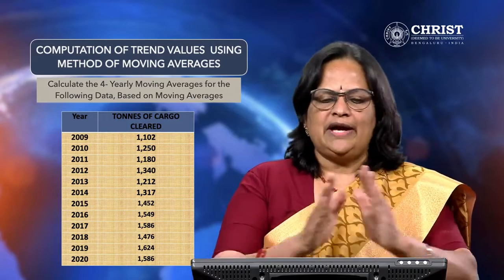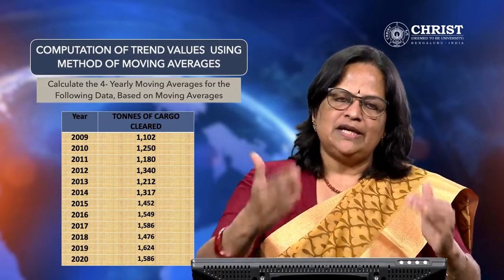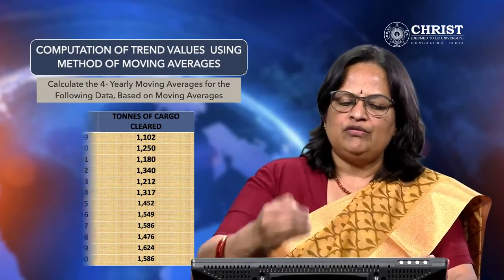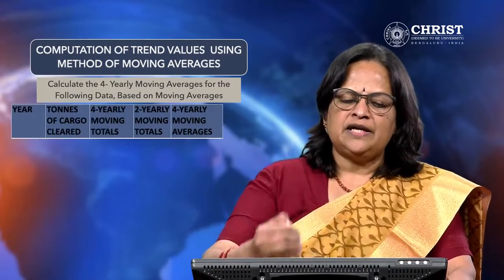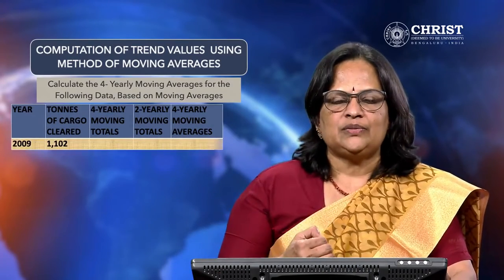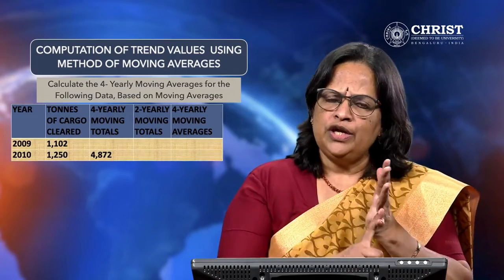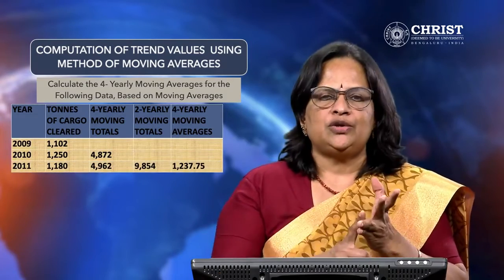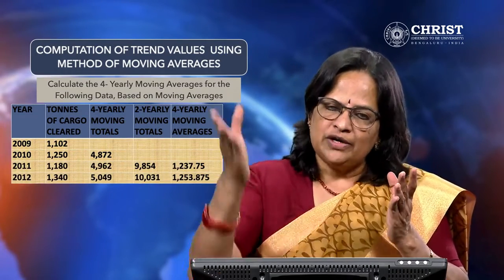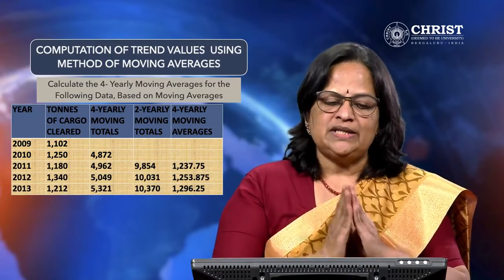Now the solution I have explained, but I am going to explain it again with the problem. So first the 4-year totals are added and written in between the second and third year values. So this is the 4-year total we will take, again a 2-year total we will take. So when you are averaging, you are dividing by 8. So that is the computation.